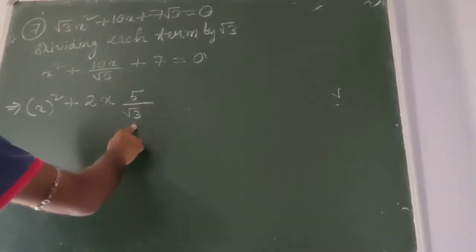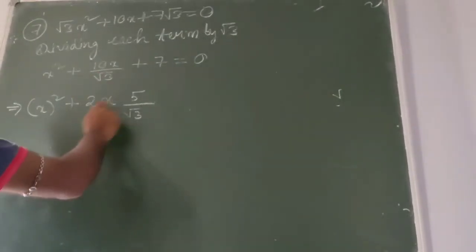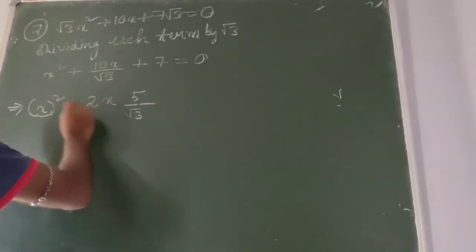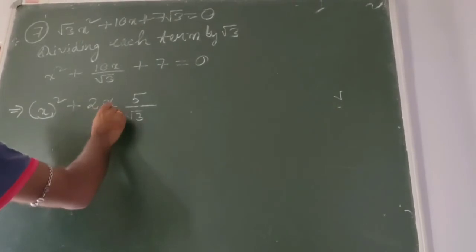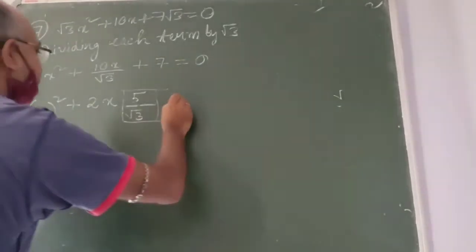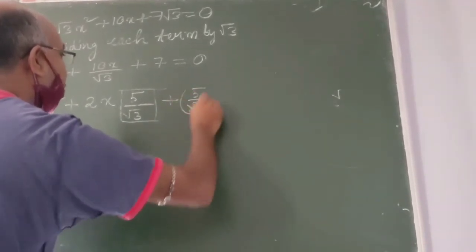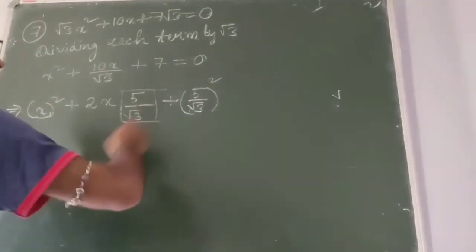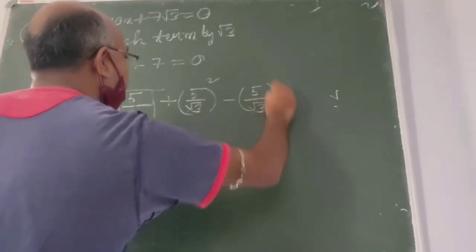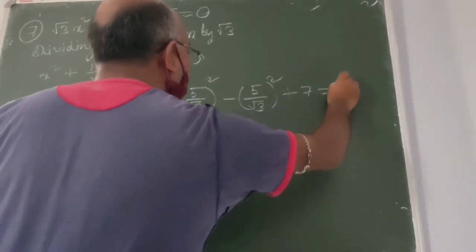Now let us see whether it is arranged or not. The term is 10x by root 3. See, 2 5s are 10x by root 3. So this is your a, this is your a square plus this is your twice a, and this part is your b. So rightly you understand. Now what I will write? Plus b square, that is 5 by root 3 whole thing square, and whatever we add, we subtract, that is minus 5 by root 3 whole thing square. Then what is left is plus 7 equal to 0.